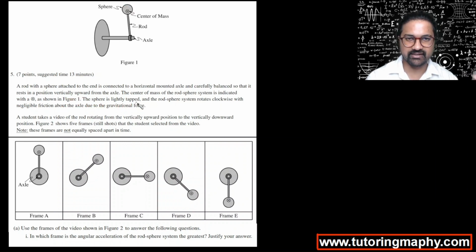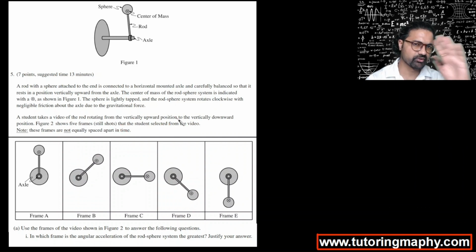And the sphere is lightly tapped, so just a push is given to this sphere like this so that it just goes down, of course. And the rod-sphere system rotates clockwise with negligible friction about the axle due to a gravitational force. All right, a student takes a video of the rod rotating from the vertically upward position to the vertically downward position. Figure 2 shows 5 frames, still shots that the student selected from the video. So the student made a video and took some stills at 5 different positions. These frames are not equally spaced apart in time, that's fine. So these are the 5 scenarios.